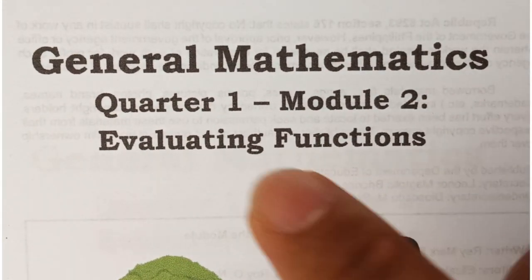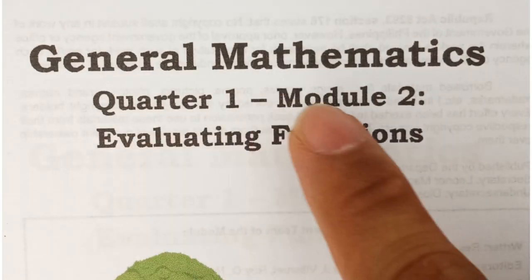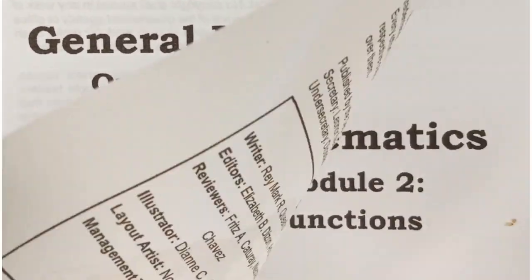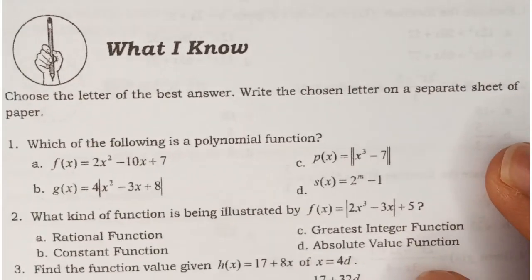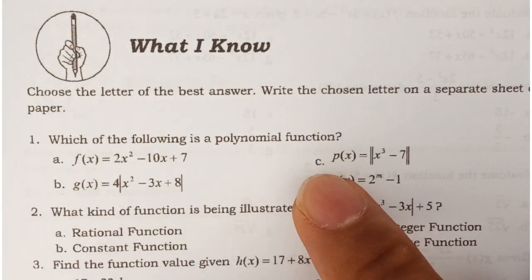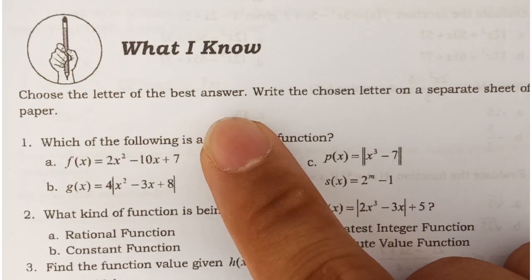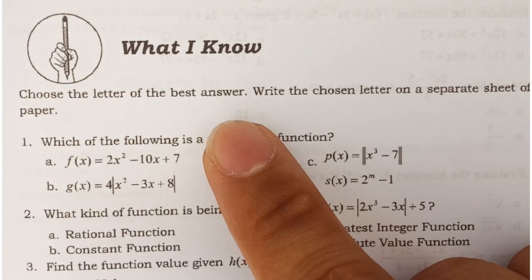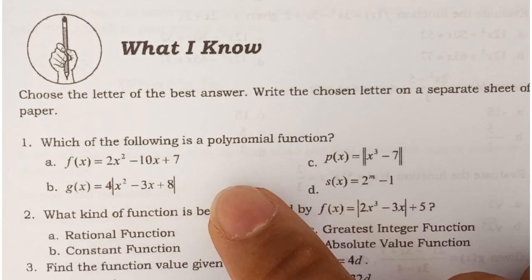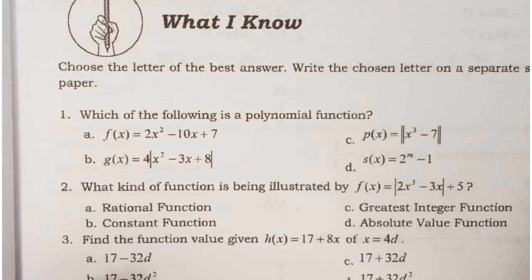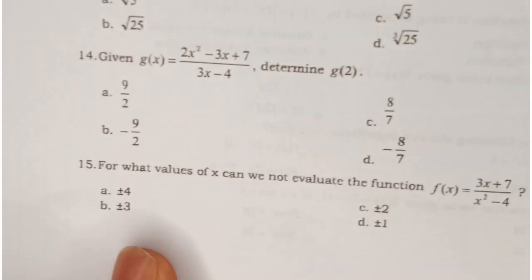For today's discussion, we're going to discuss General Mathematics Quarter 1, Module 2. This time, we're going to discuss evaluating functions. So, tulad ng dati, we're going to begin with the pretest, what I know. Dito sa pretest, you only have to write the letter of the correct answer only sa inyong intermediate pad. This time, 15 items ito. Yung iba may computations, yung iba walang computations. Dahil pretest pa lang naman ito, this is a 50 item pretest.